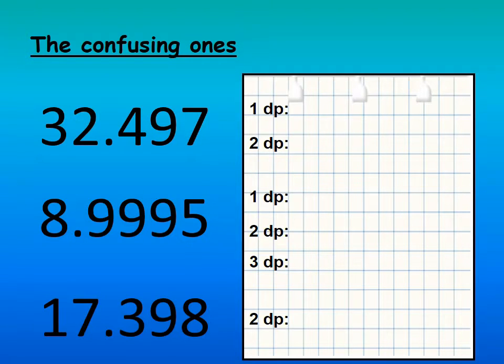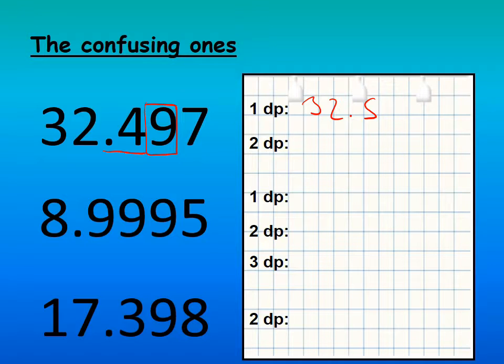Now you've done some of the basic ones, we're going to look at some of the more confusing questions. So for 32.497 to 1 decimal place, we look at the first number after the decimal point and we see if the 9 affects the 4. It does, so my answer is 32.5. No problems there so far, it's the same as a standard type of question.